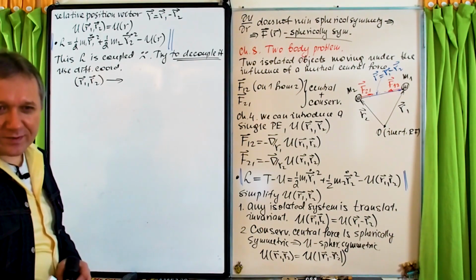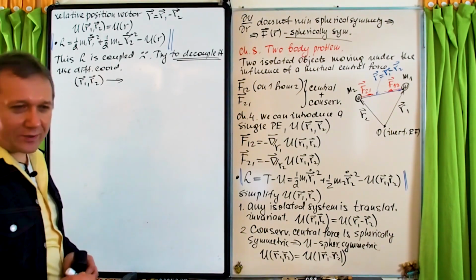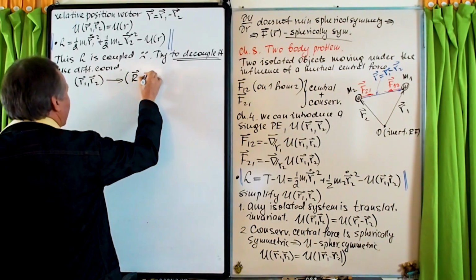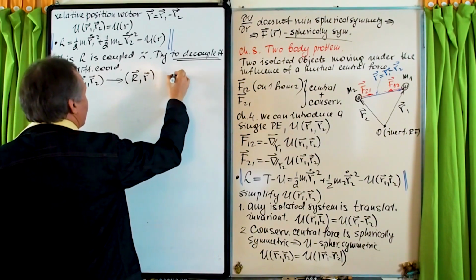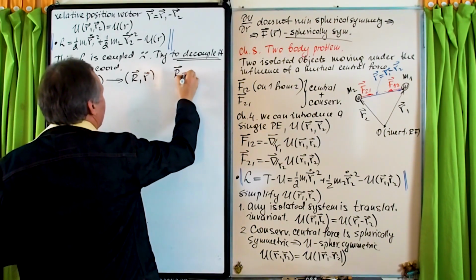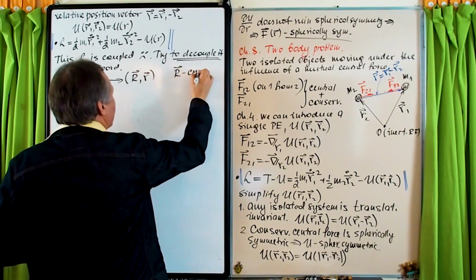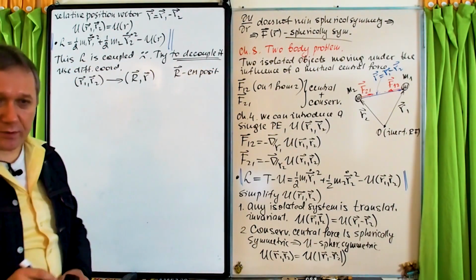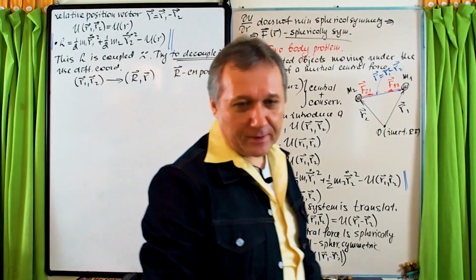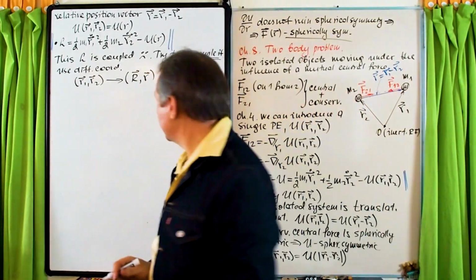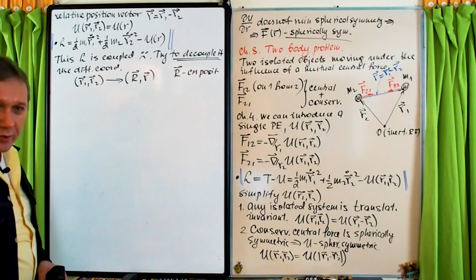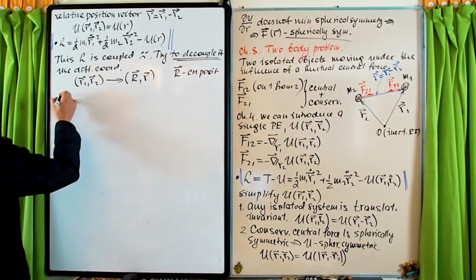Let's move from r1 and r2 to the position of the center of mass plus the relative position vector: R and r small. Of course, R is the center of mass position, and r small I already introduced; it's the relative position vector. And transformation equations, of course, we can easily write.